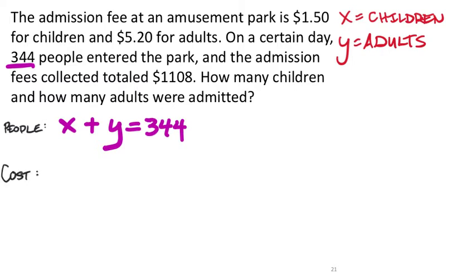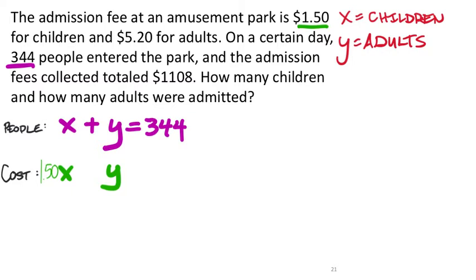On the next equation, yeah, we are basing this on cost, right? So you have cost for children, that's x, and then you got cost for adults, which is y. So on this one, we see that it's $1.50 for children. So I'm going to take the number of children, that's x in green there, and I'm going to multiply it by $1.50. Okay, so that's how much it costs for every child to come into the amusement park here.